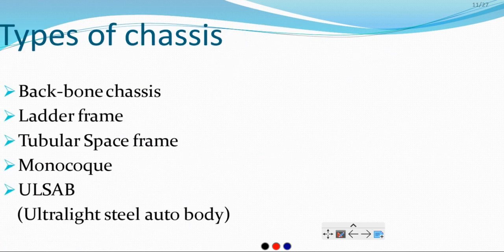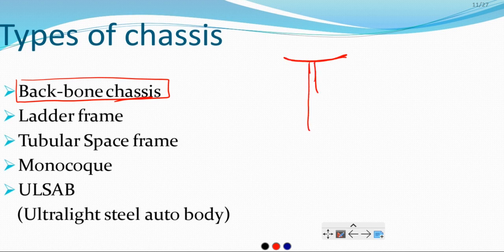Let us understand the types of chassis. First one is the backbone. As the name indicates, the structure of this particular chassis is like this. You can compare this. Now you can connect 2 wheels here and 2 wheels here. So this is similar to a human backbone which is supporting the total weight during the motion of the body.